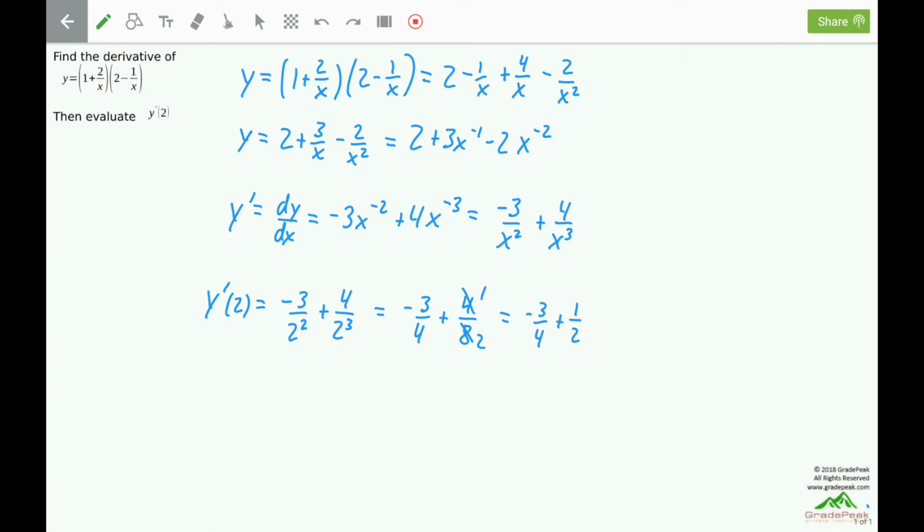The common denominator will be a 4. So I'm going to multiply the 1 over 2 times a 2 over 2. So I will have a negative 3 over 4 plus a, multiplying numerators and denominators, 2 over 4. Negative 3 over 4 plus 2 over 4. 2 minus 3 is a negative 1. And we're ending up with a negative 1 over 4.